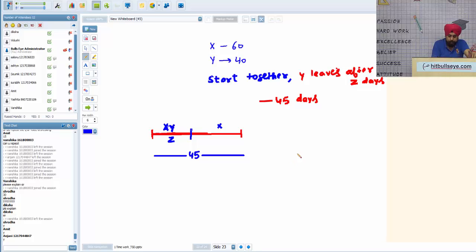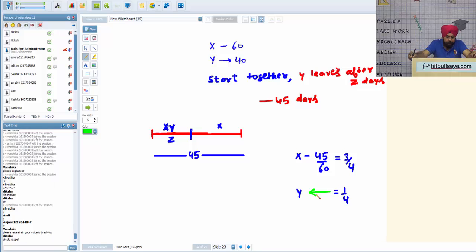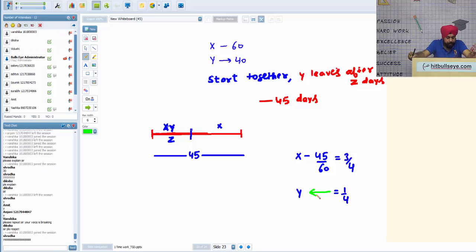In one day X does 1 by 60. So in 45 days X would have done 45 by 60 or 3/4 of the work, students. So from that, can you conclude that the remaining work, which is 1 by 4, must have been done by Y? Vanshika, I just said from the map that you can see that throughout the 45 days X has been present, and in 45 days X would have done 45 by 60, that is 3/4 of the work. So that means the remaining 1/4 of the work has been done by the only other person present, which is Y, who finishes the work in 40 days on his own.